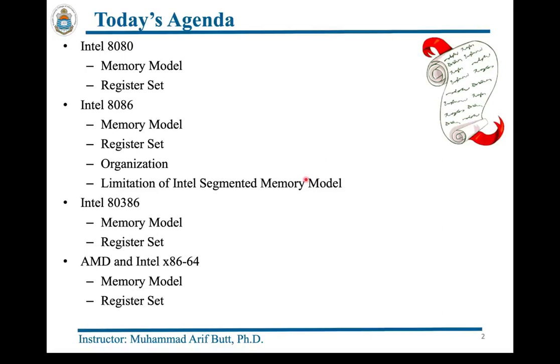Well, instead of straight away jumping on the memory model and register set of x86-64 microprocessor, we will go step by step. We'll start with Intel 8080, then 8086, then 80386, and then finally we will see and understand the memory model and register set of x86-64 microprocessor. So we have a lot to do today, so let's start.